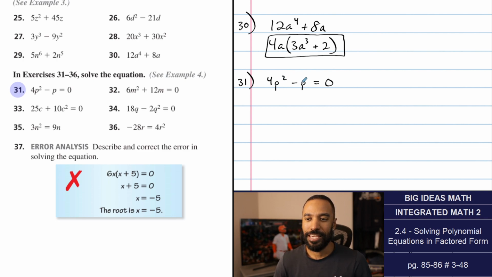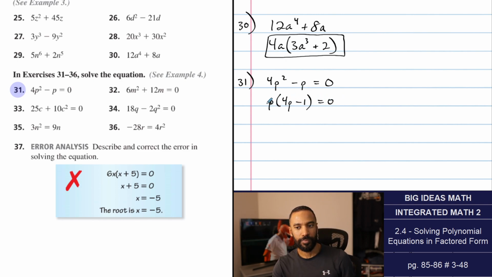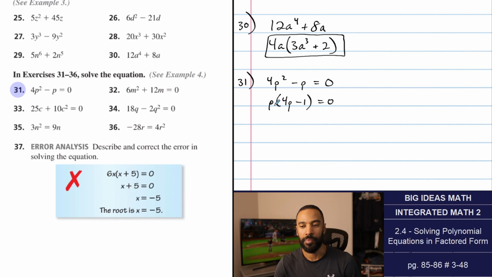Okay, a p can factor out of both terms, and that's it. No numbers. P factors out, a 1p. So I still have 4p inside of here. P times 4p is 4p squared. And p times what is negative p? Negative 1, right? So I've created a product out of this, set equal to 0. This is now a stage where we can solve. I've done a bunch of these problems so far, probably like 20 of them.